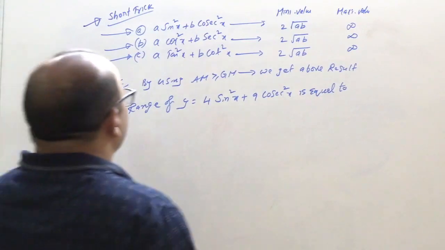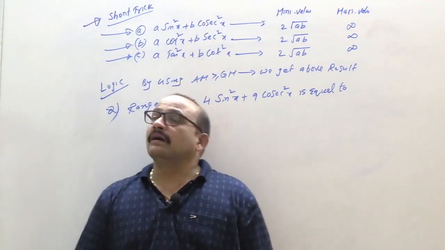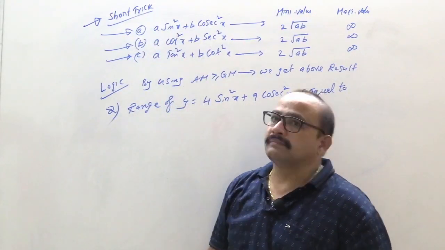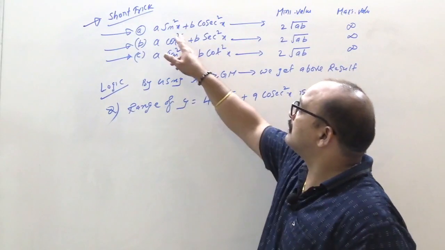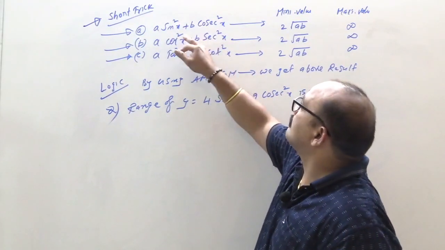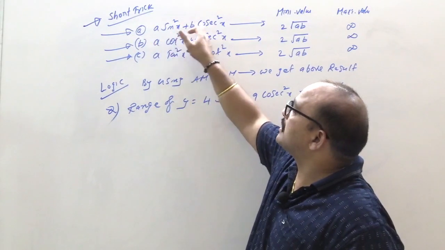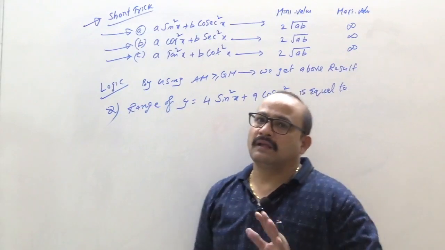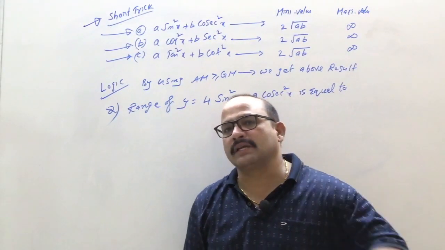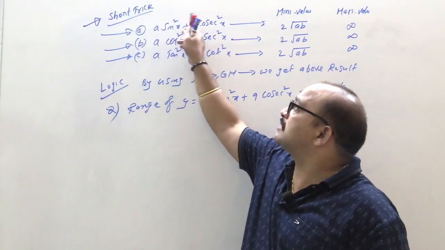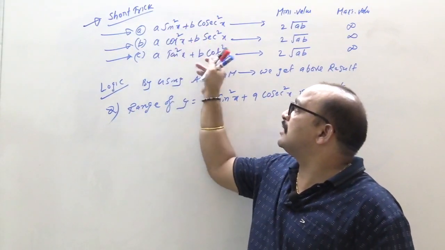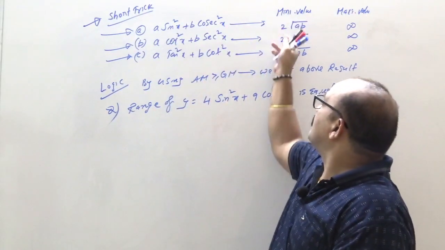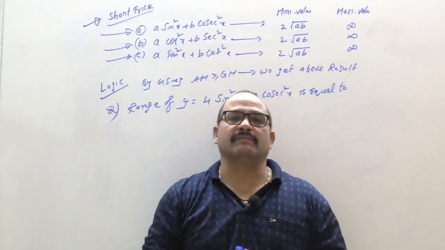Yes students, this is one more short trick. Observe the powers of sine and cosine. Sine square x and cosecant square x are reciprocals. Be careful: sine's reciprocal is cosecant, cos's reciprocal is secant, tan's reciprocal is cot. Go like this. So 2 root AB is the minimum, and infinity is the maximum value.